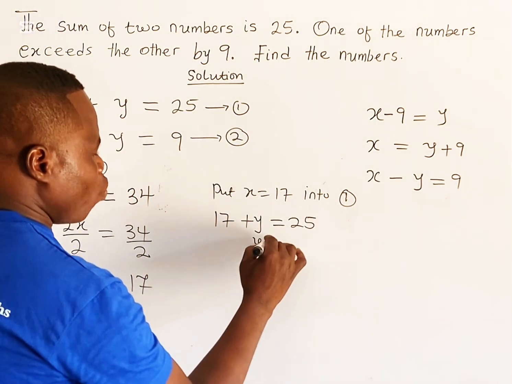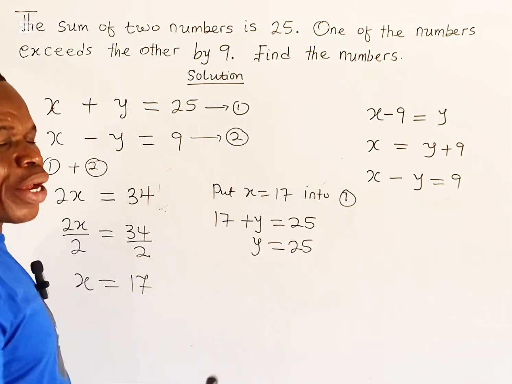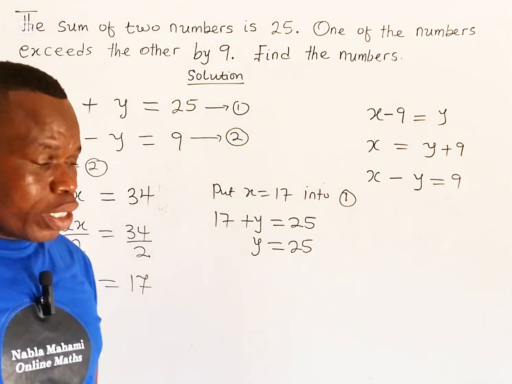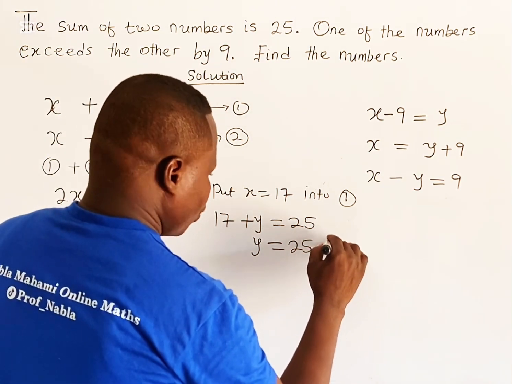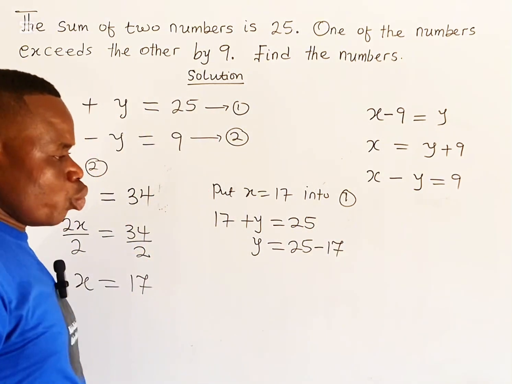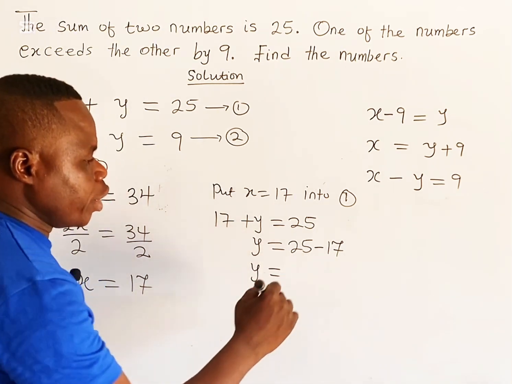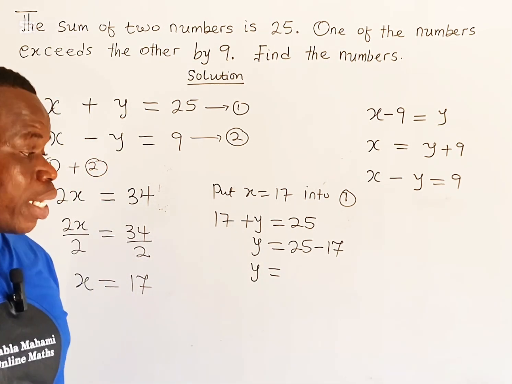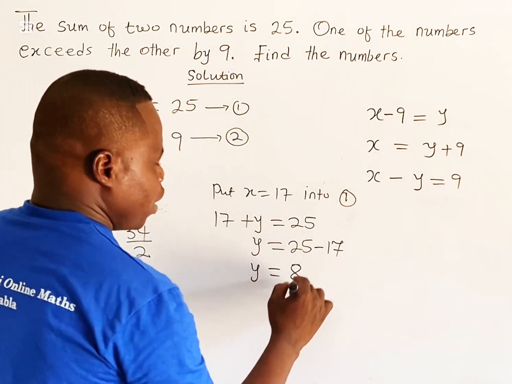Then y will be equal to 25. Sending 17 to the right-hand side, it will be negative since we are sending it across the equal sign. The sign will change from positive to negative. And y will now be equal to 25 minus 17. And that one will give us 8.